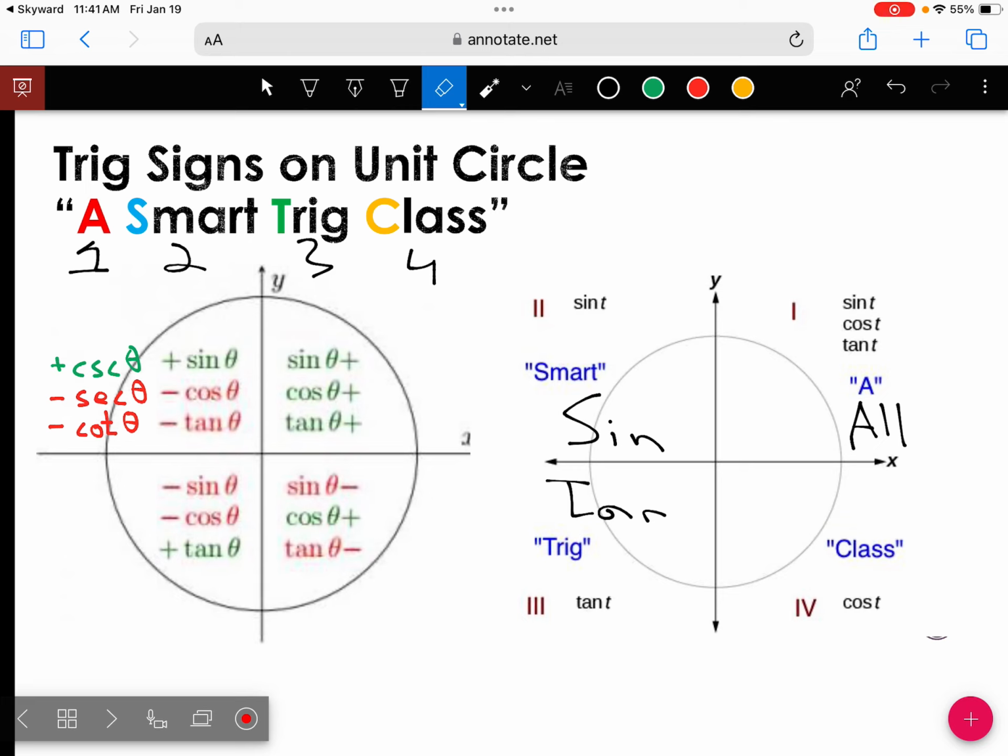Oh, you don't like my T? You're left-handed? Twins. But why are you writing it? Tan. There we go. That's a better T.